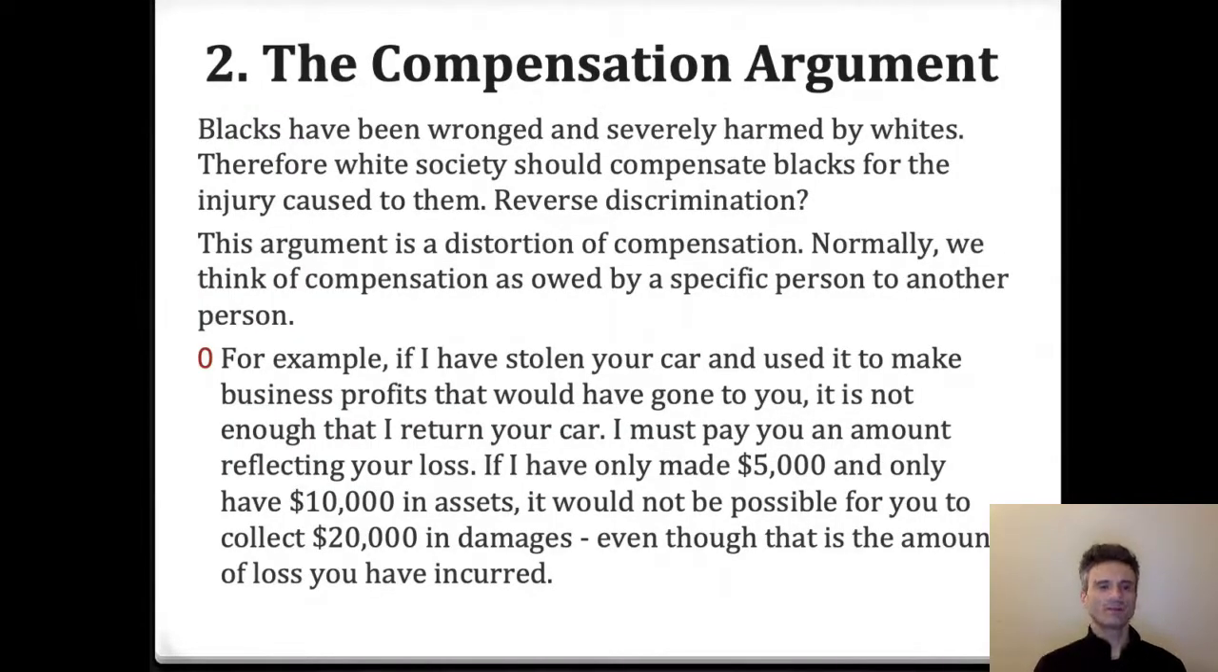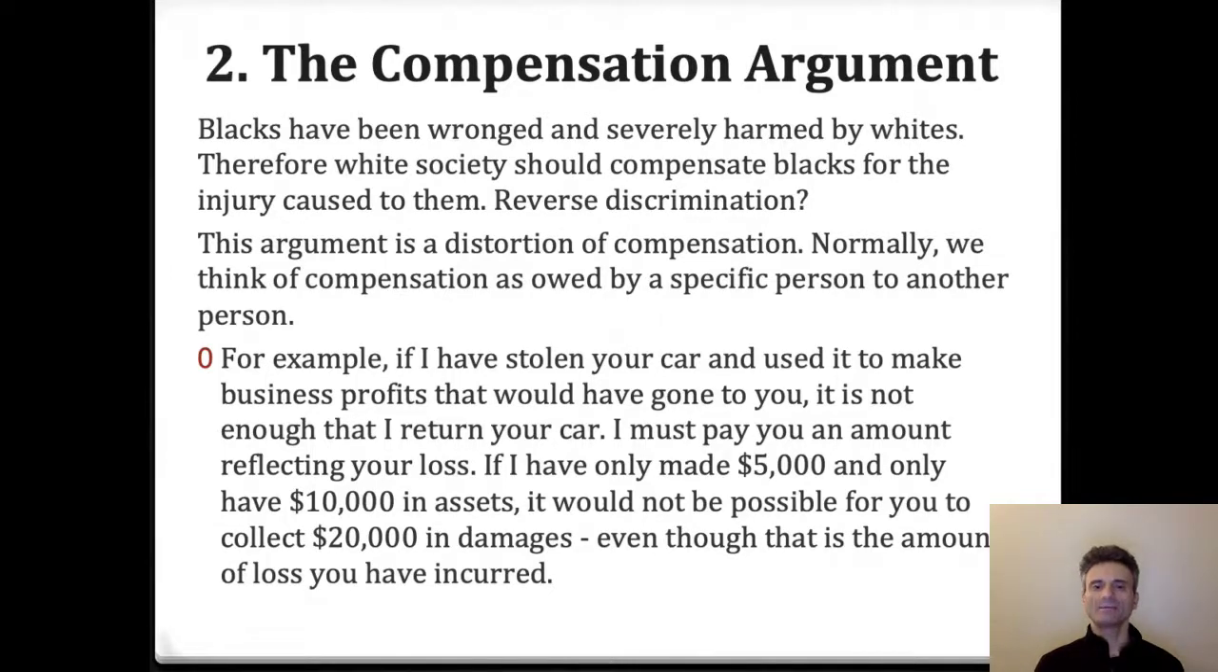Okay, the second argument is the compensation argument. Essentially, it says, for example, that Black people have been seriously discriminated against and morally wronged by white people in this country. Consequently, we are in a position to demand compensation from white people. In plain words, you white people have to pay for this. You have to pay for the injustice and the wrongness.